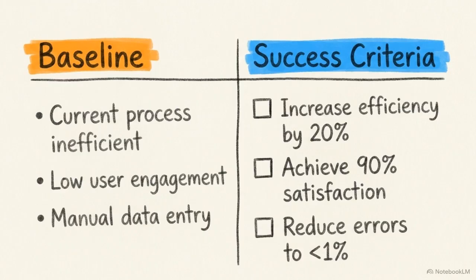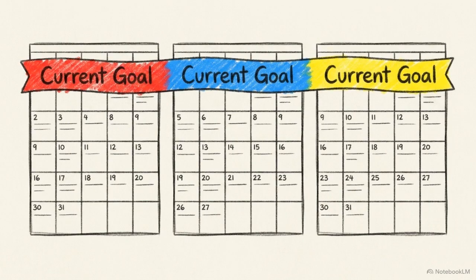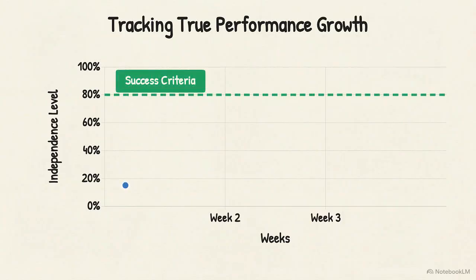Underneath that goal, record the baseline, what the student could do before this week's practice, and state the exact success criteria you are looking for this week. Keeping the goal statement identical across multiple weeks allows you to compare logs directly. It ensures the data reflects actual changes in performance rather than a target that keeps shifting.